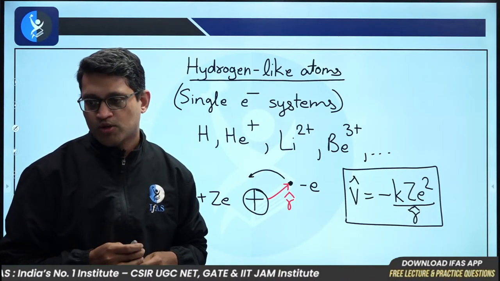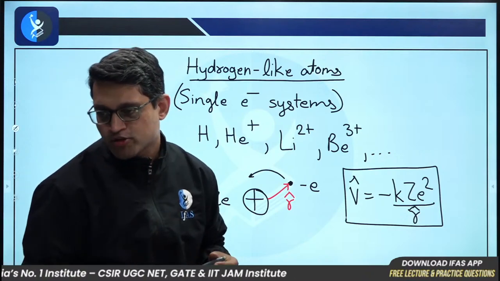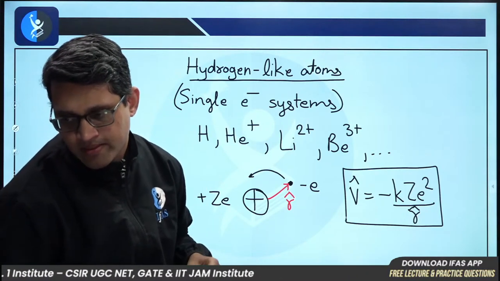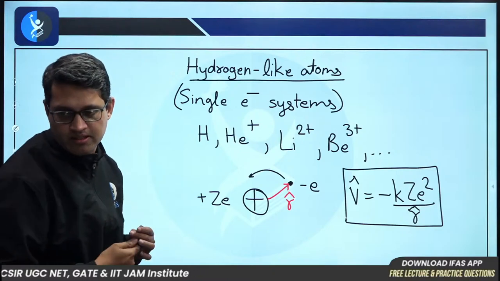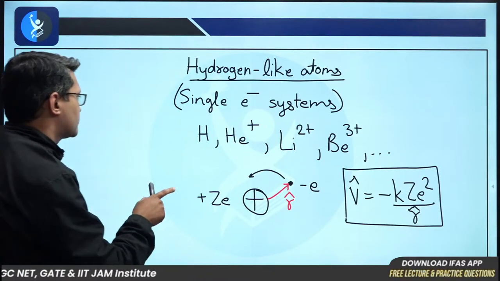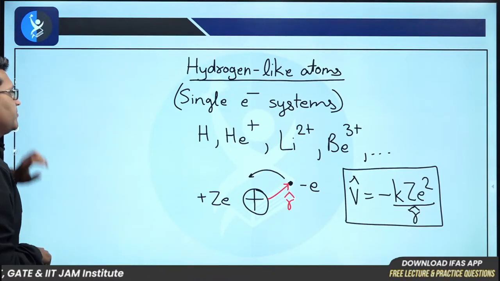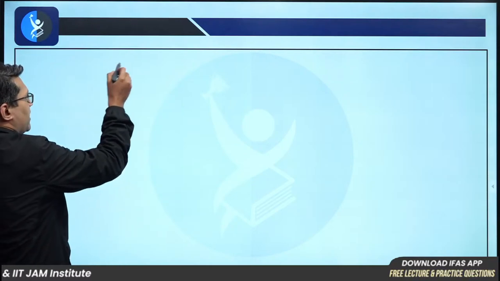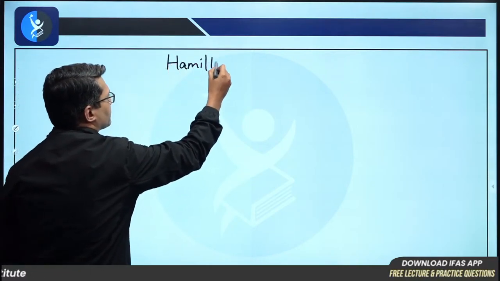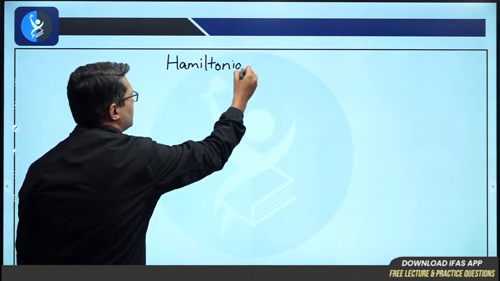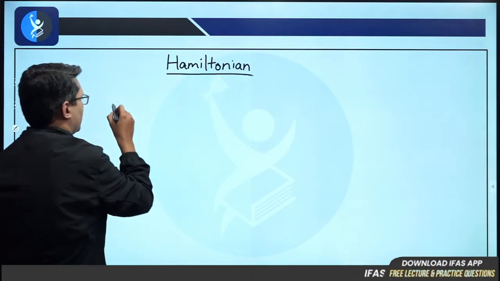Yes, absolutely. If reduced mass is high, then what effect? I'll show you; you will see what the reduced mass effect is. So this is the hydrogen-like atom. And now, what is the Hamiltonian? What is the Hamiltonian operator for the hydrogen-like atom?